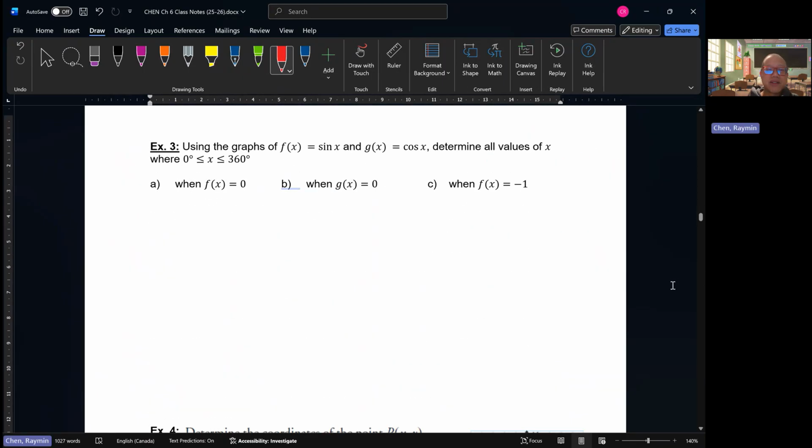Using the graphs of f of x equals sine x and g of x equals cos x, determine all values of x where 0 degrees is less than or equal to x, less than 360 degrees. So I'm going to sketch this out, and you'll see me actually practice this. So I'm going to show you what I'm talking about. F of x, I'll do it over here off to the side. It's going to look something like this. Yeah, that's x, that's y. Some of you already noticed I'm doing some markings here. And this is clearly sine x.